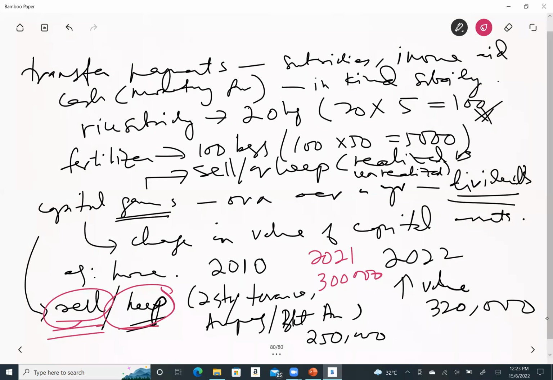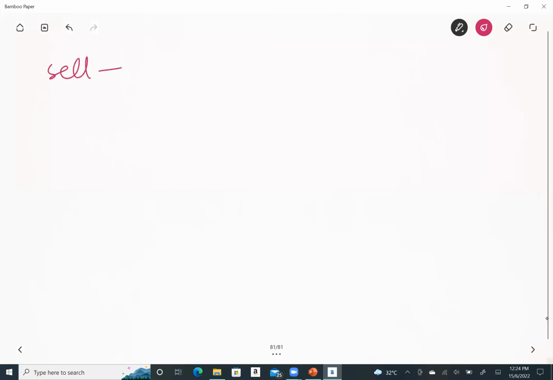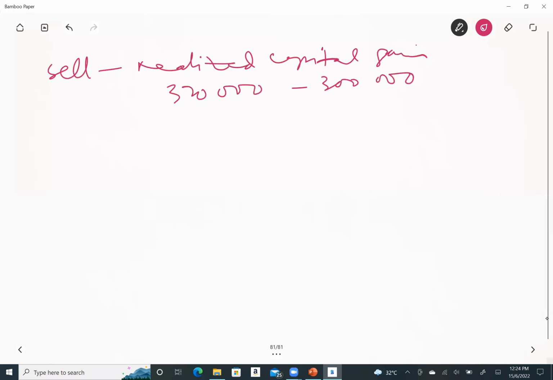Whether you sell or you don't, that is considered as what? As capital gain. So capital gain in the concept of tax assessment, whether it is realized or unrealized, doesn't matter. Okay, that is considered income. So here, if you sell, then it becomes realized capital gain. All right. So what is the gain? 320,000 minus 300,000. So that is 20,000 RM. That is your capital gain. If you don't sell, you keep, all right? So we call it unrealized capital gain.